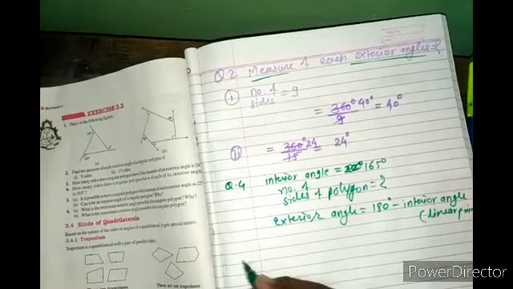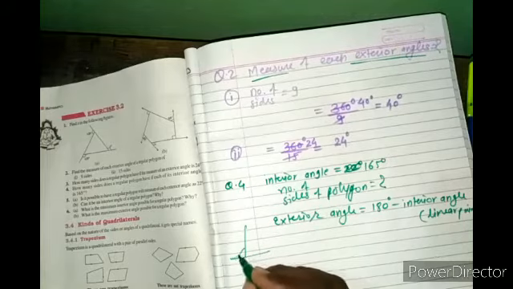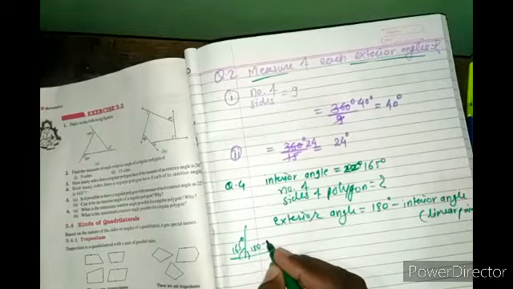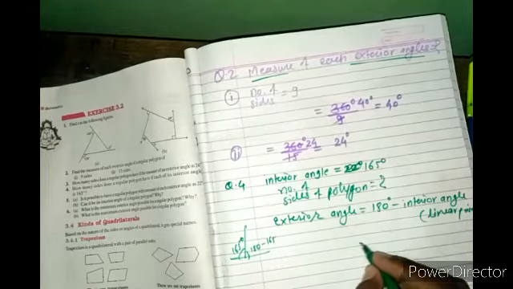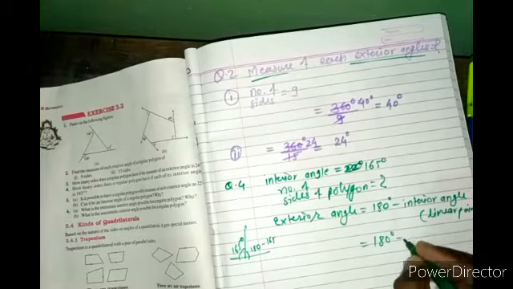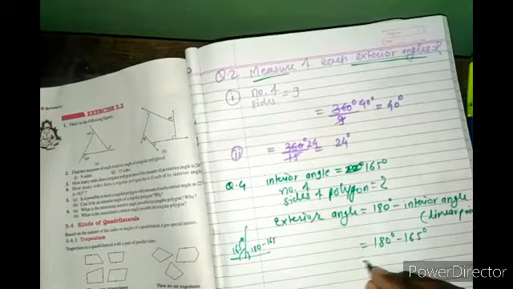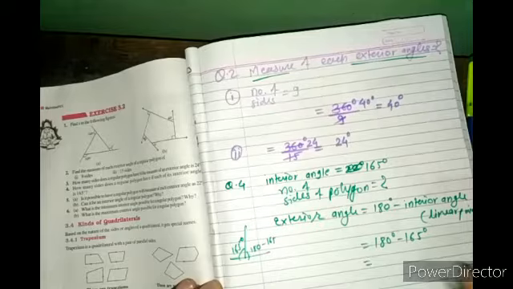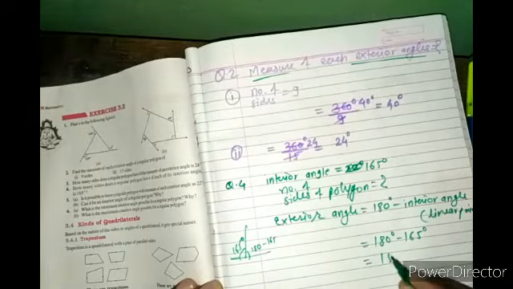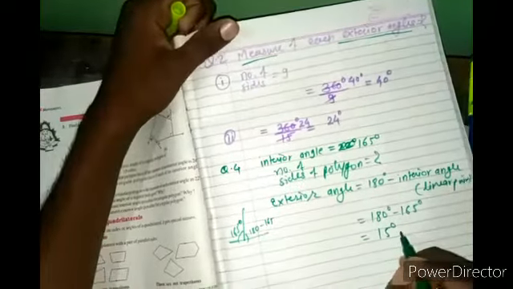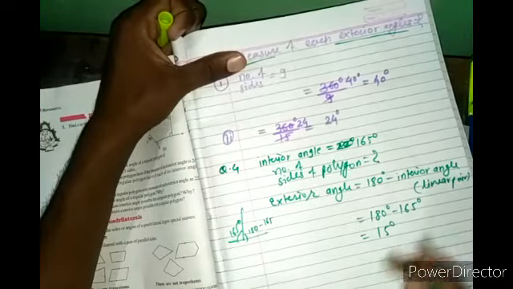This property is known as linear pair. What is a linear pair? Just like this diagram, this is the interior, 165, then it is 180 minus 165. So we will do the same thing here: 180 degrees minus 165 degrees. Now what is the answer? It is 15 degrees. So each exterior angle is 15 degrees.